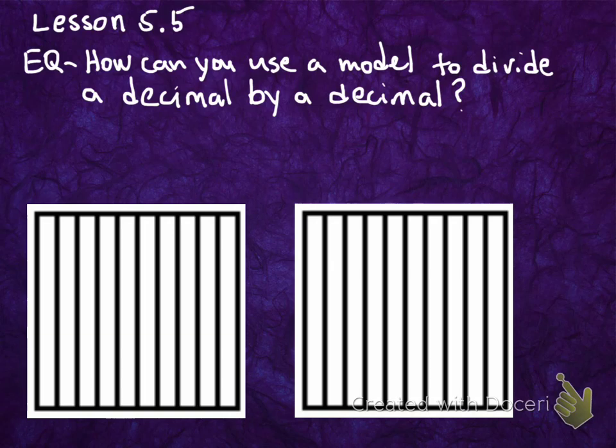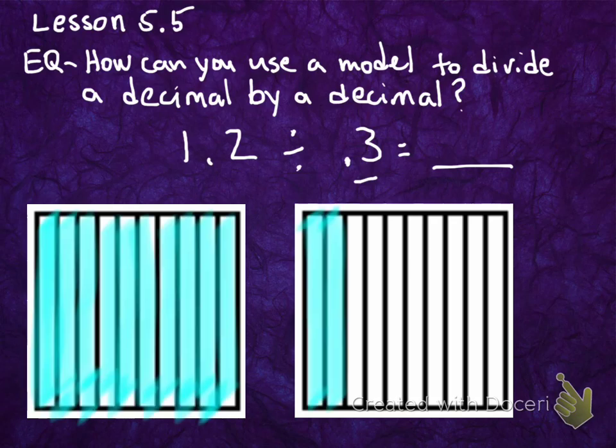I'm going to take the decimal 1 and 2/10 and divide that 1 and 2/10 into groups of 3/10. Our quotient here is going to be how many groups of 3/10 we can make out of the 1 and 2/10. Let's take a look at our base 10 blocks.